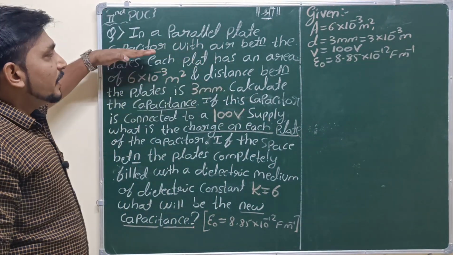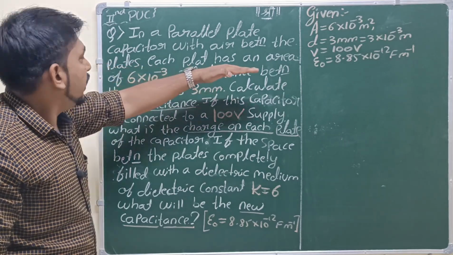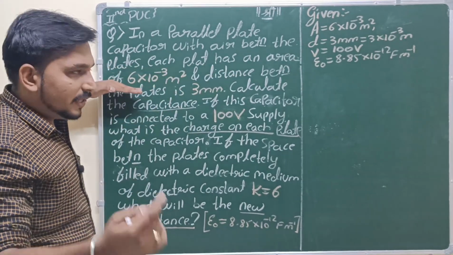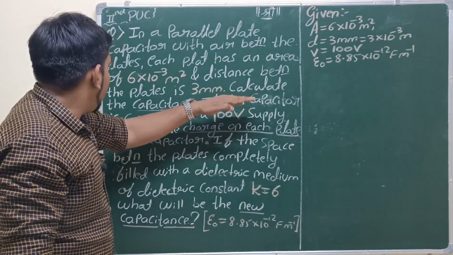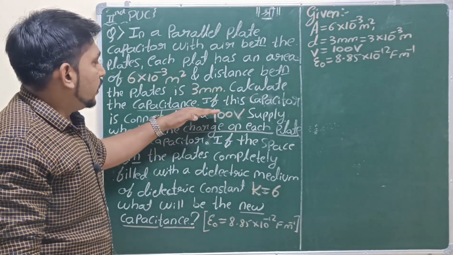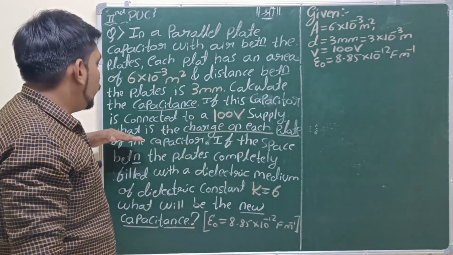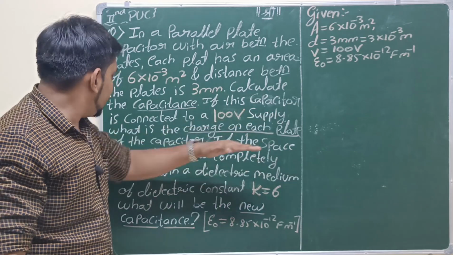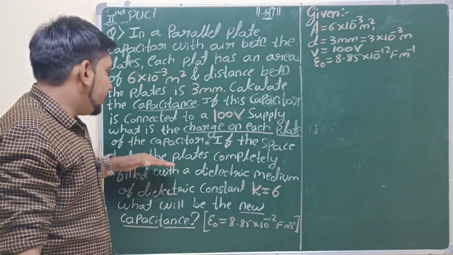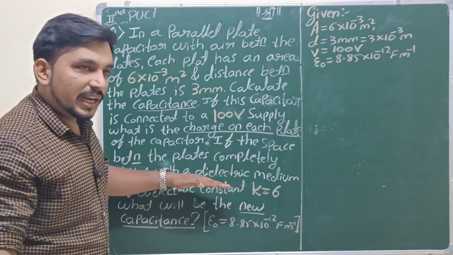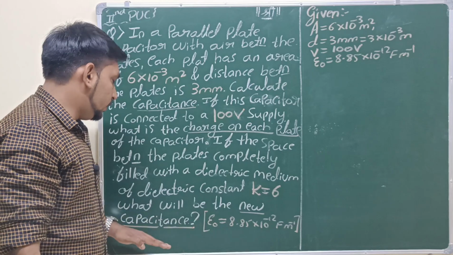In a parallel plate capacitor with air between the plates, each plate has an area of 6 into 10 raised to minus 3 meter square and the distance between the plates is 3 millimeter. Calculate the capacitance. If this capacitor is connected to a 100 volt supply, what is the charge on each plate of the capacitor? If the space between the plates is completely filled with a dielectric medium of dielectric constant K equal to 6, what will be the new capacitance?